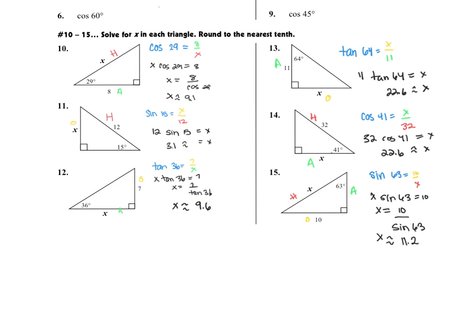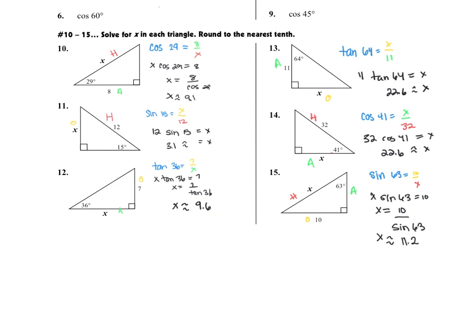In number 12, we are given the angle measure of 36 here. We are looking for the adjacent, that's our x, and we are given our opposite, which is 7. And so that tells me I'm going to use tangent. So tan of 36 is equal to the opposite, which was 7, over the adjacent, which is our x. When we cross multiply here, we are going to then have to isolate that x and divide. And this is what we're putting on our calculator to get approximately 9.6.